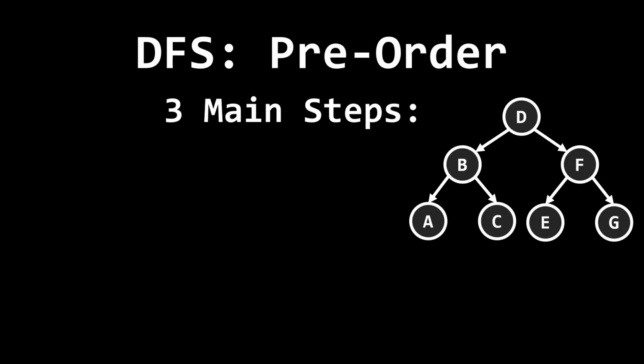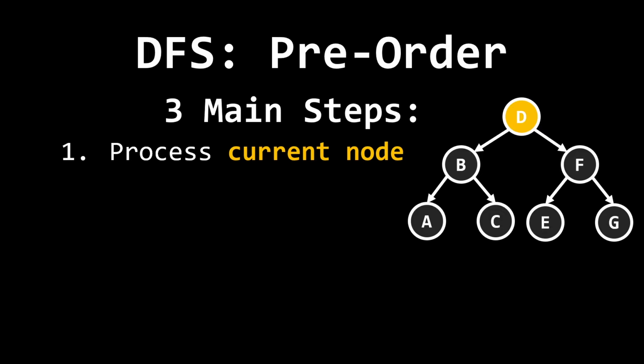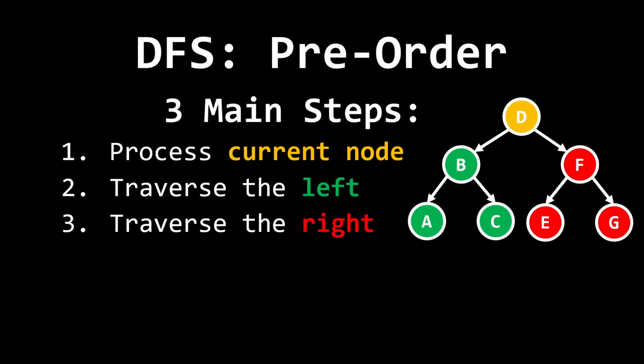So we're going to be talking specifically about the pre-order traversal algorithm. And we have other videos on in-order and post-order, and they all share these three common main steps. The orders are all just different. So the three main steps in pre-order are number 1, processing the current node, number 2, traversing the left subtree, and number 3, traversing the right subtree.